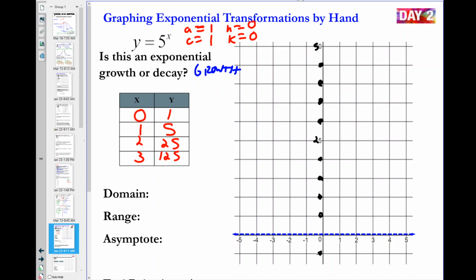So we have a point at 0, 1, which is going to be down here because we're counting by 5s. At 1, 5, which would be here. And then at 2, 25, which would be here. Make sure you don't touch the asymptote. And it would look something like that.